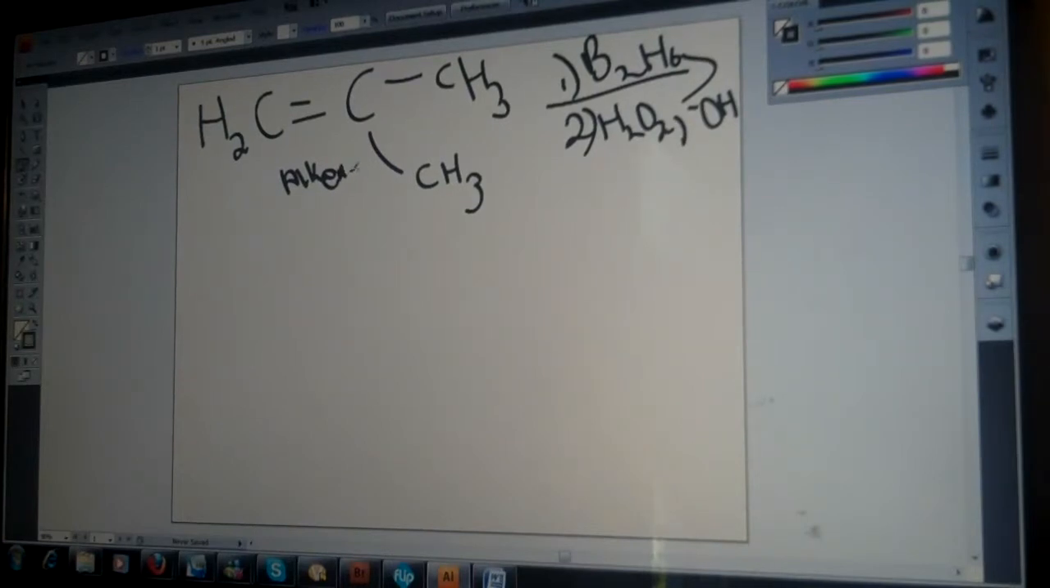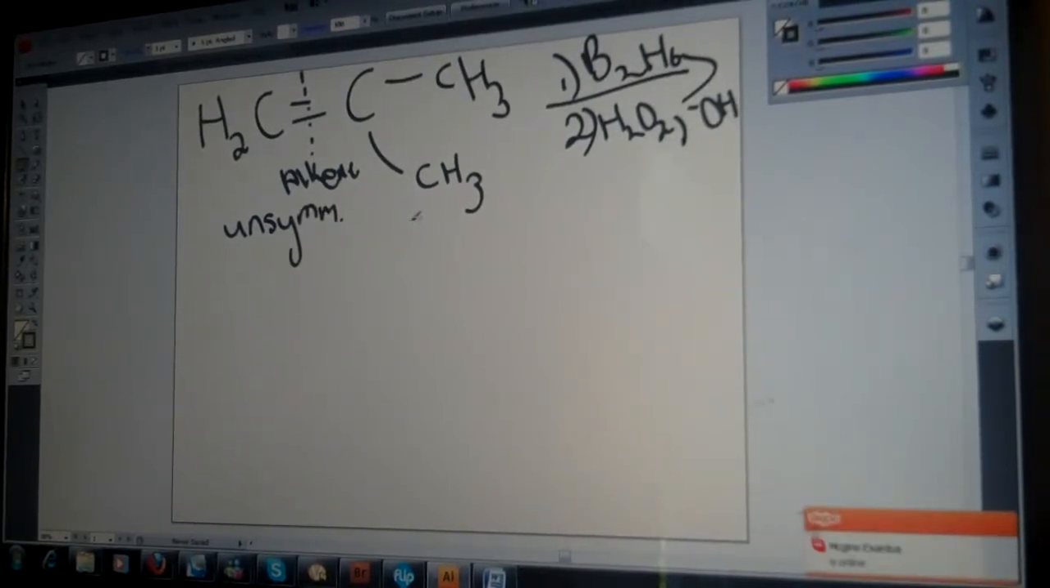What does unsymmetric mean? That if you were to draw a line going down the center here between the two carbons, it is not a mirror image, because there are two hydrogens on this side, and on this side you have two methyl groups. So this is unsymmetric.